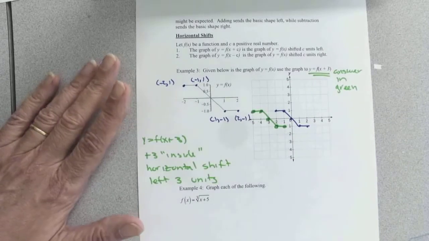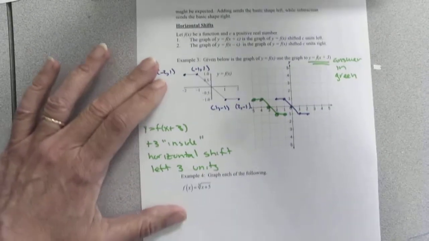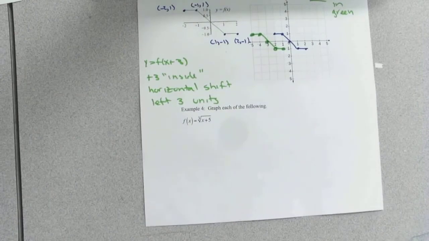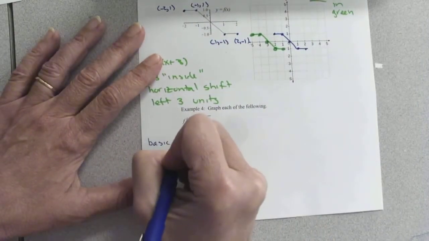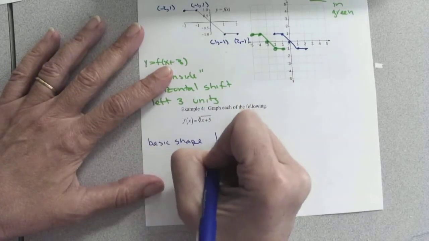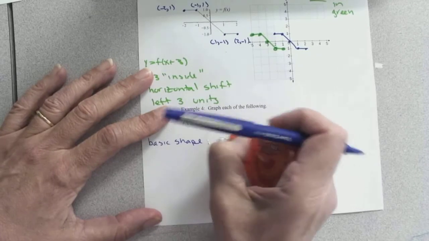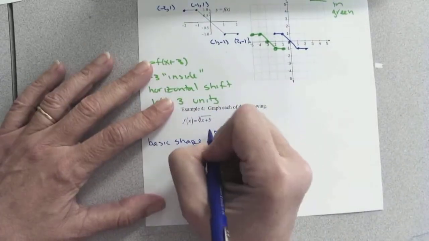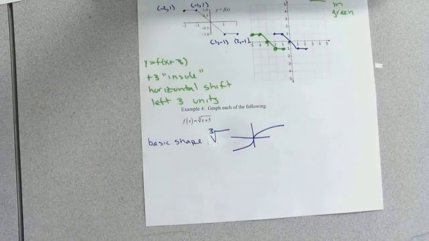Then connect my dots. And there's my graph. Okay, let's do some of our other basic shapes then. So my thought process here, my basic shape comes from the cube root. Which is that shape.